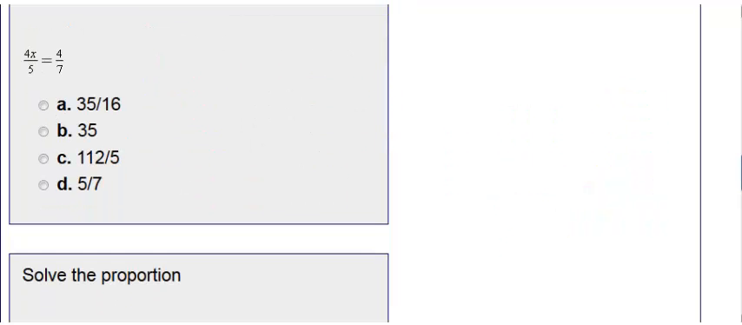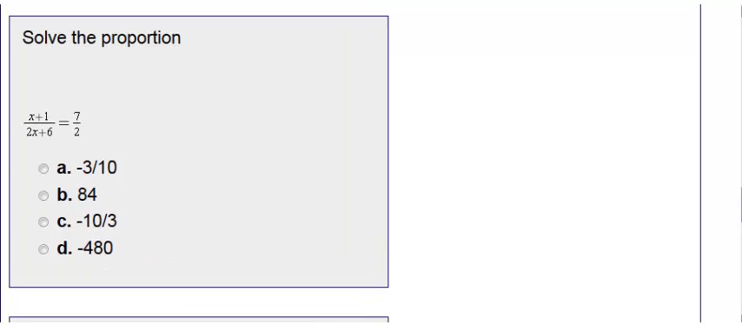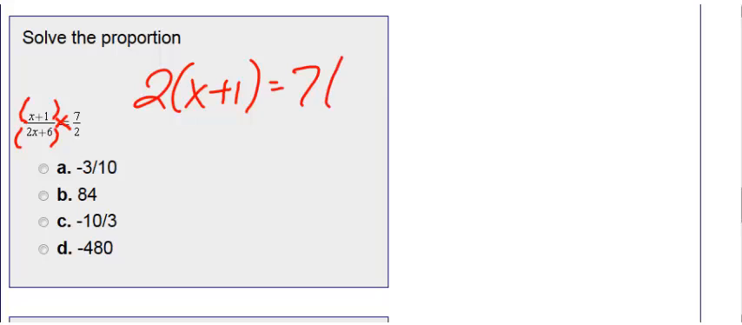Okay, number 2. We have solved the proportion (x plus 1) over (2x plus 6) equals 7 over 2. So what I like to do is make a parenthesis here, make a parenthesis here, because they go together. So now when I cross multiply, I get 2 times (x plus 1) equals 7 times (2x plus 6).